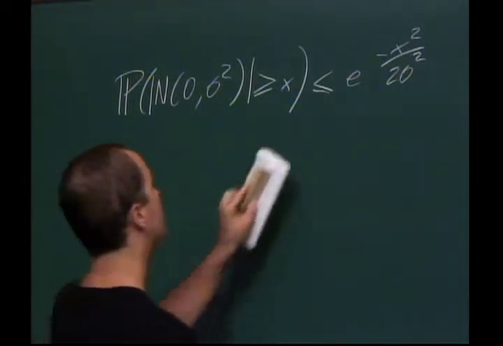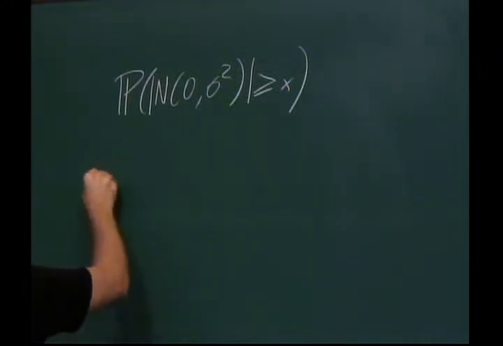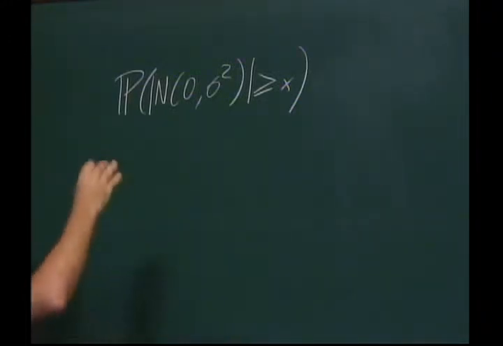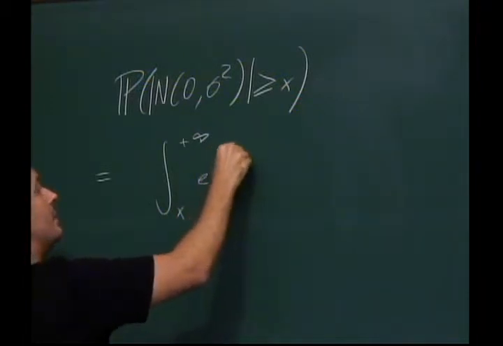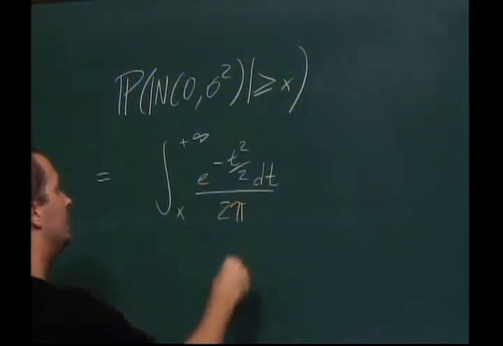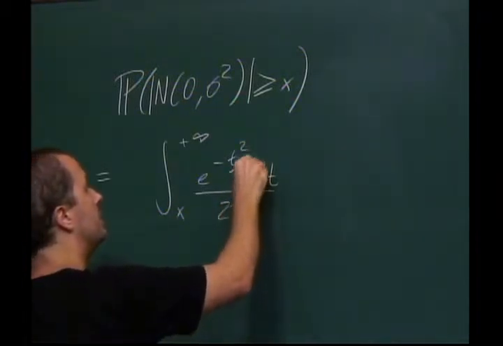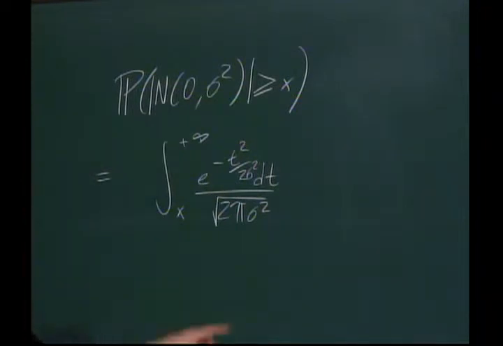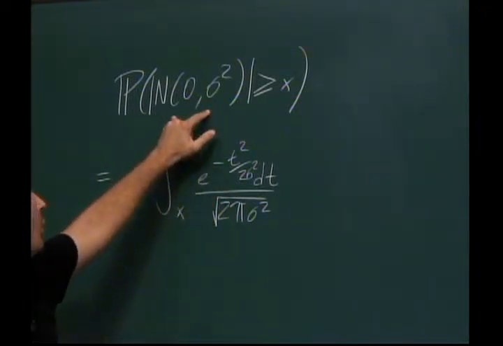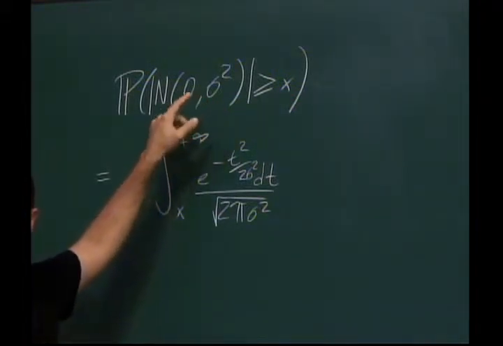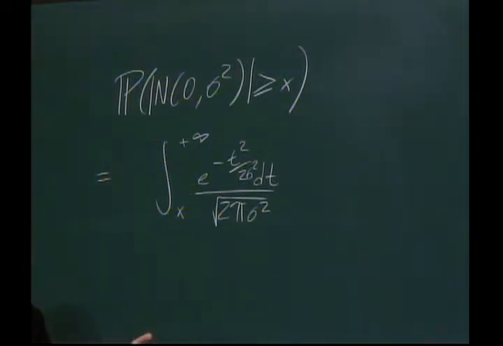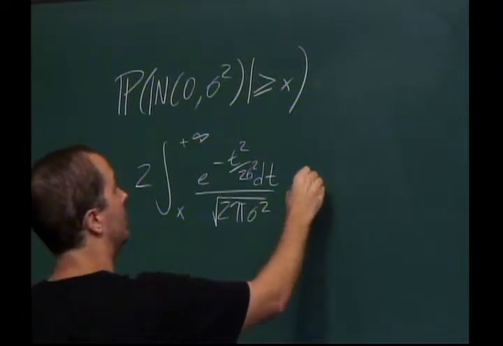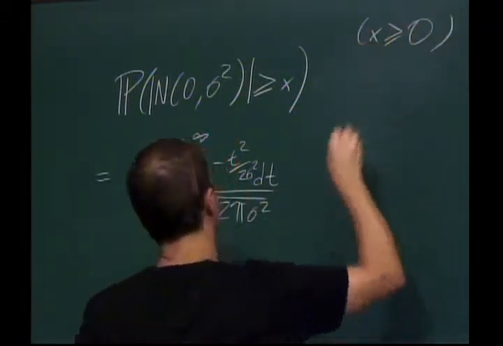Let's write this probability exactly. How do we compute probabilities for Gaussians? We just integrate the density. So we have the integral from x to plus infinity of e to the minus t squared over 2 sigma squared dt, divided by the square root of 2 pi sigma squared. This is the probability that the normal is larger than x. You also need to compute the probability that the normal is less than minus x. Is this clear? These two probabilities are the same because the normal is symmetric, so you get twice this thing here. And x is greater than or equal to 0 here.